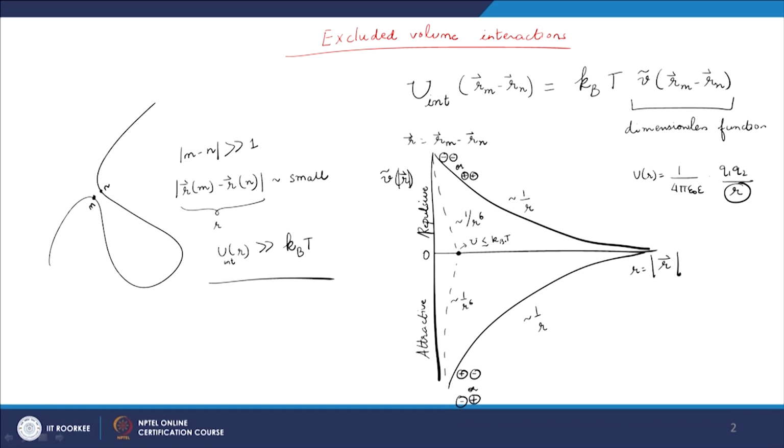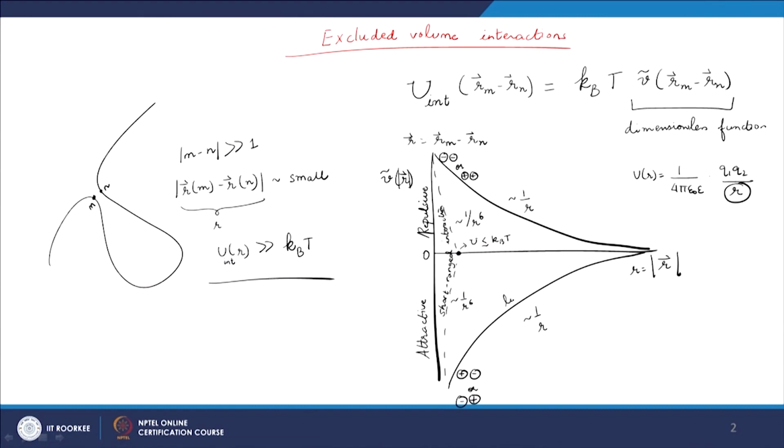That essentially means this is a short range interaction, because after a particular point the energies will become smaller than kBT, and this will happen much earlier in this case compared to the Coulomb interaction. So, for Coulomb we can call it a long range interaction.